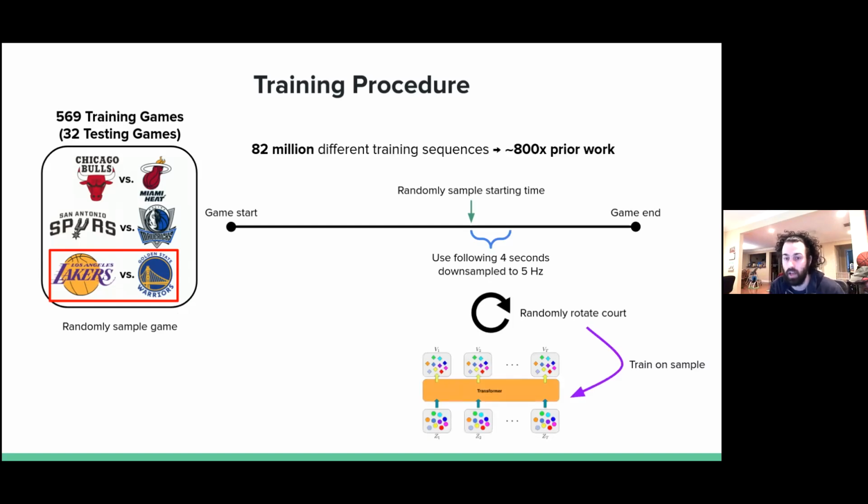This online sampling regime gave us access to about 82 million different training sequences, which is 800 times more than prior work. So it's much more data than was used for training in prior work. As a result, that allowed us to train a much larger model than had ever been trained in prior work. Our model is basically almost identical to the original transformer. We had about 23 million parameters, which is about 80 times larger than the number of parameters used in prior work.